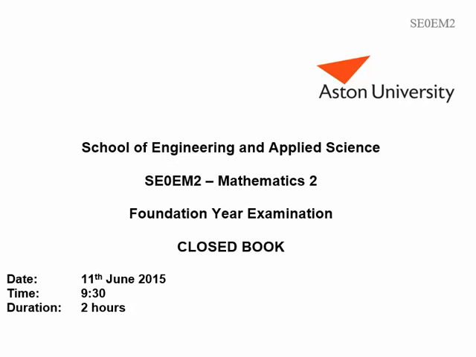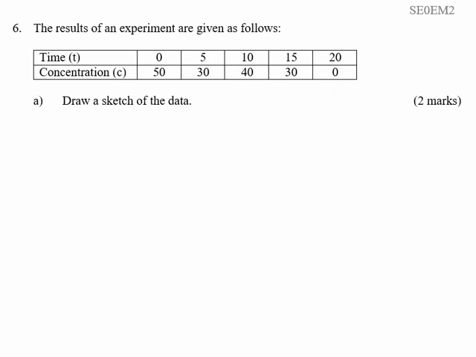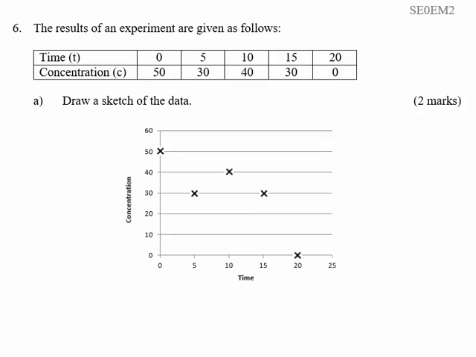Mathematics 2, 2015 exam, question 6. The results of an experiment are given as follows. Draw a sketch of the data. A sketch can be quite rough, but the key things are that you've got the time across one axis, the correlation across the other axis, and the crosses in the right place.